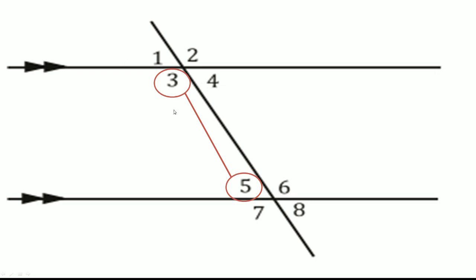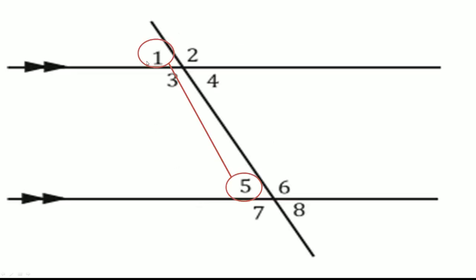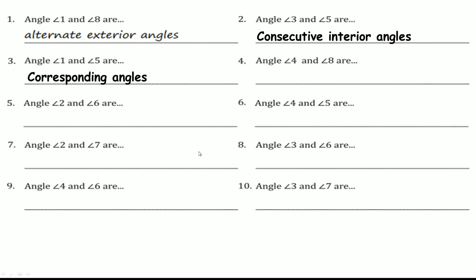Let's do 3 and 5. They're on the inside and they look like they form a linear pair. So you would say that these are consecutive interior angles. Repeat the same process. So 1 and 5 are what? They look like they're in the same spot. That's the cloning one. That's the corresponding one. Okay, good.